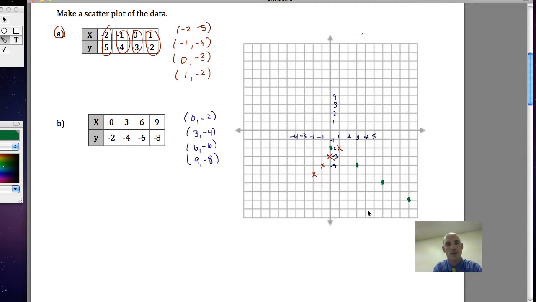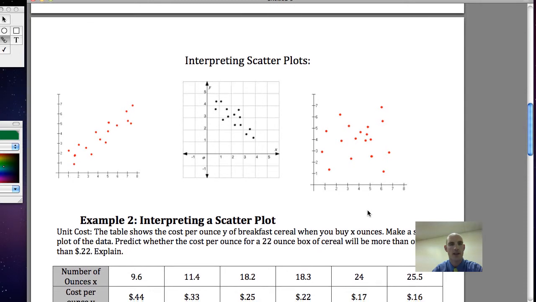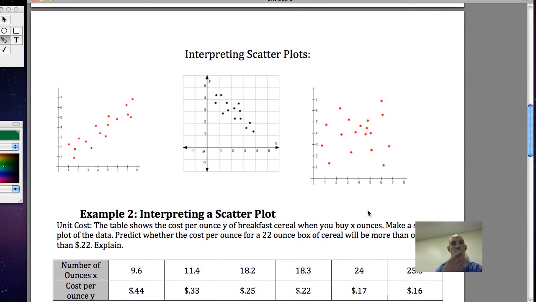They have two different correlations. These mean something. And in our next part, we're going to explore what this means. We're going to interpret scatter plots. Interpreting scatter plots has to do with the way the data is arranged. If you'll notice, these dots generally go in an up and to the right direction. They're not in a perfect line, but they go up and to the right.